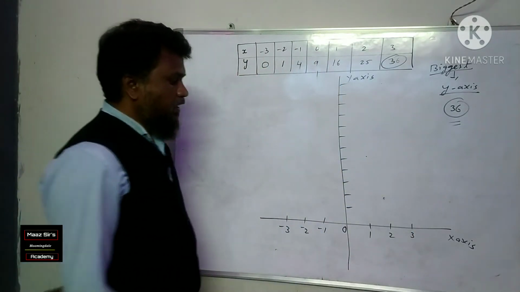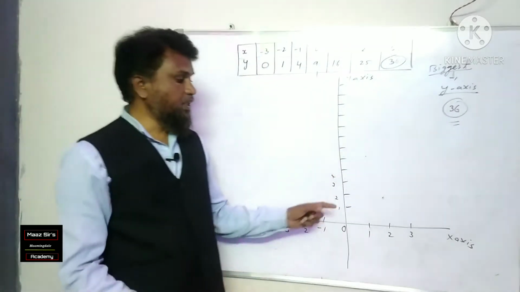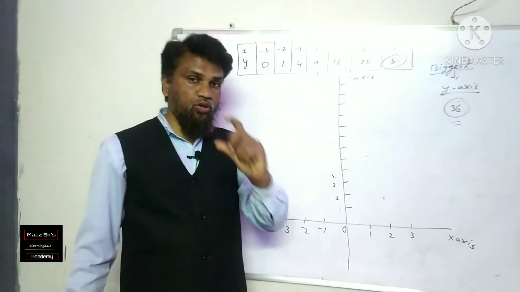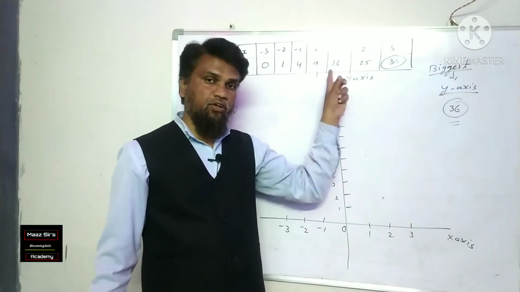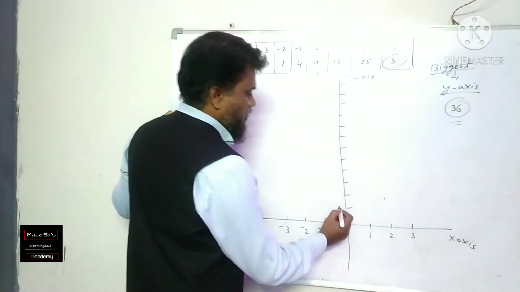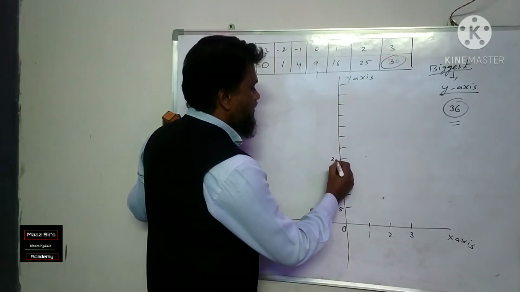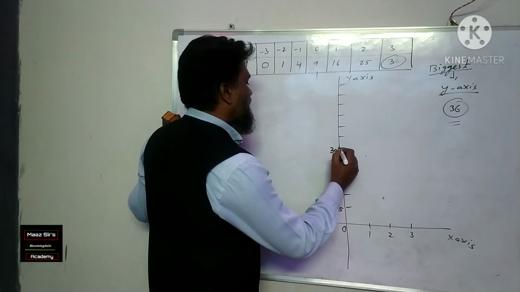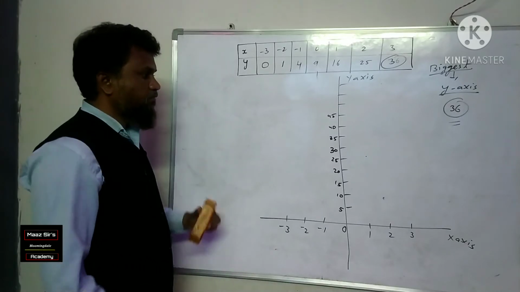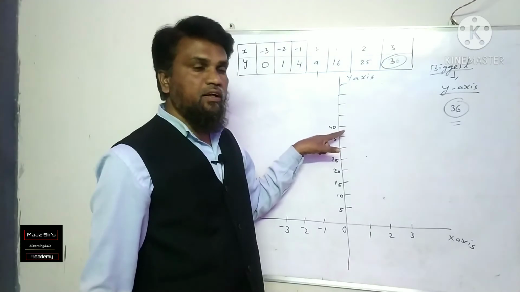The biggest number here is 36. So here I can't take 1, 2, 3, 4 like this. Why? Because if I take it like this, the graph will not be sufficient. So we have to take larger steps so that we can get 36 on the graph. For that, I am taking 5, 10, 15, 20, 25, 30, 35, 40, 45. Is it clear? So 40 is enough. Why? Because this value is coming somewhere here.